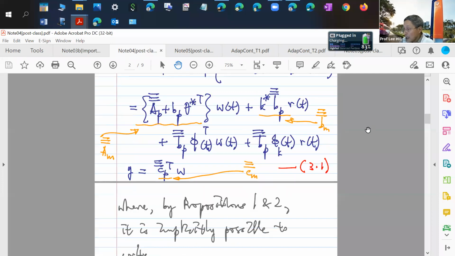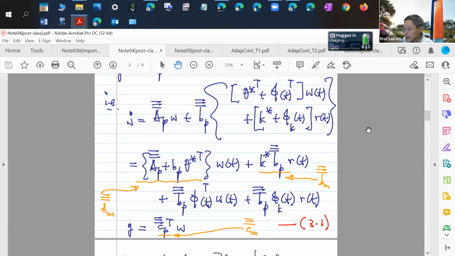So basically track it very, very carefully.